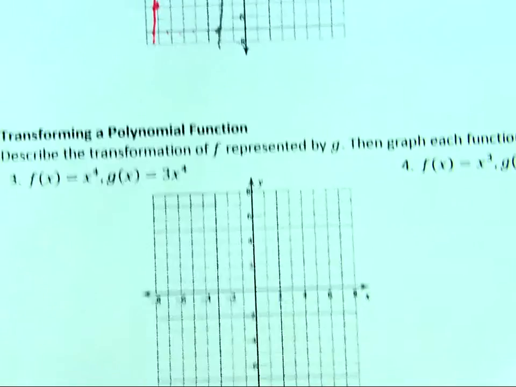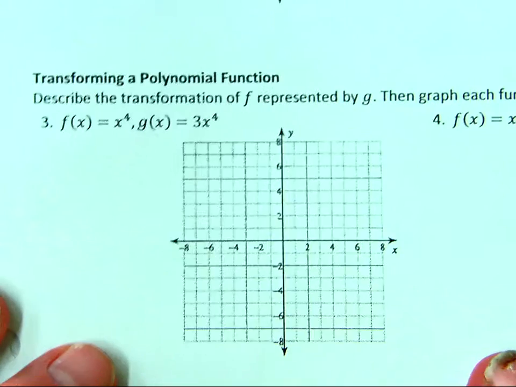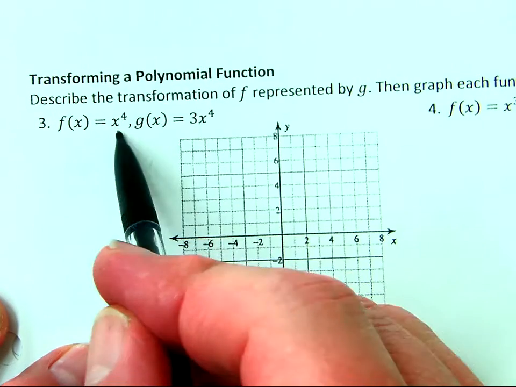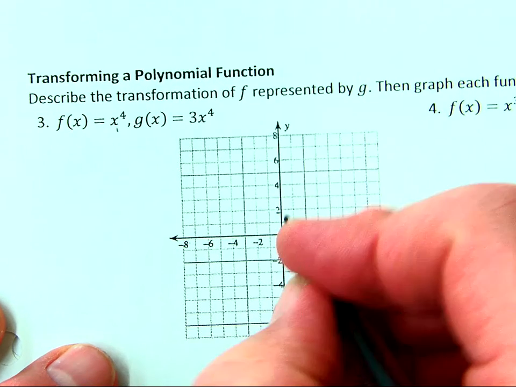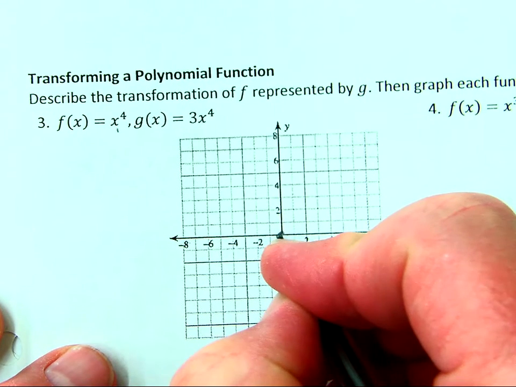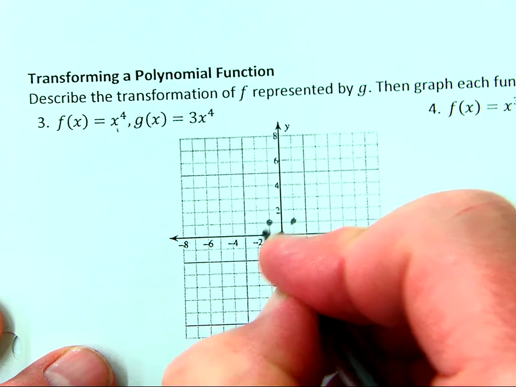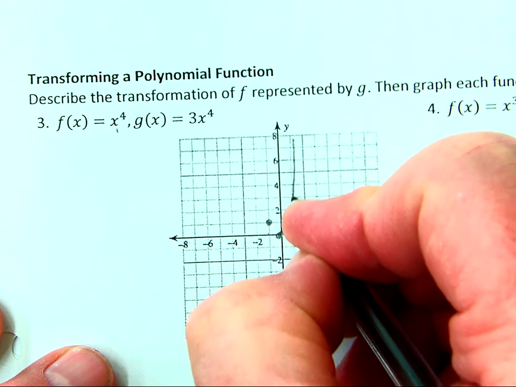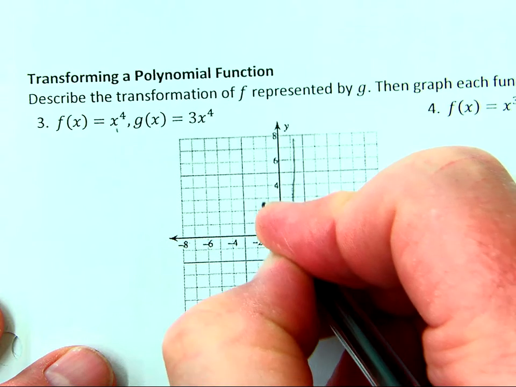All right, let's look at the next one. Now we have some transformation going on. Again, here we start with f of x equals x to the 4th. Well, we just graphed that. We know it's 0, 0, 1, 1, 2, 16. Negative 1, 1, negative 2, 16. So that graph looks something like this.